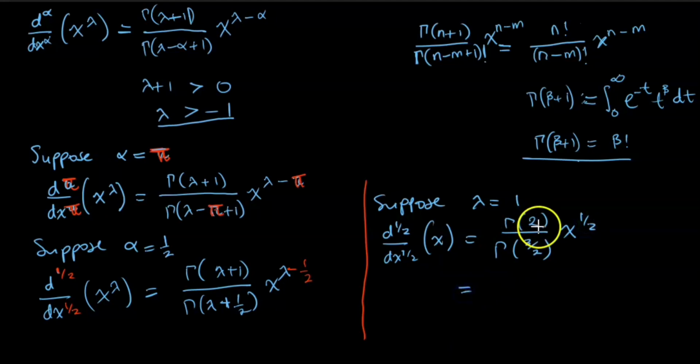Okay, so gamma of 2. Well, remember what I said here, that gamma of beta plus 1 is beta factorial. So 2 will be gotten from 1 plus 1. That means we're going to have 1 factorial, which is just 1. So gamma of 2 is 1. That is easy. Now, gamma of 3/2.